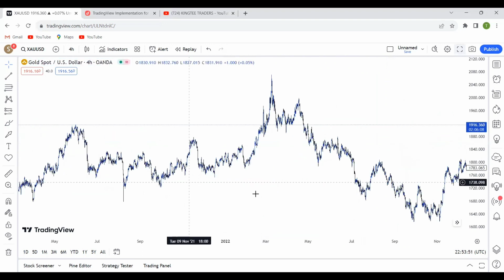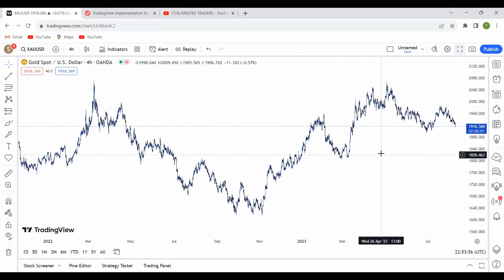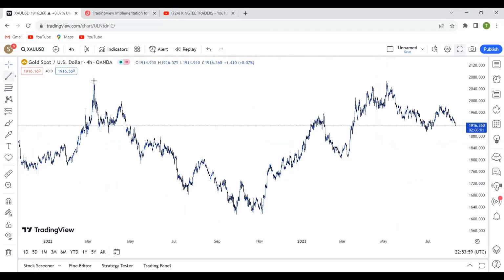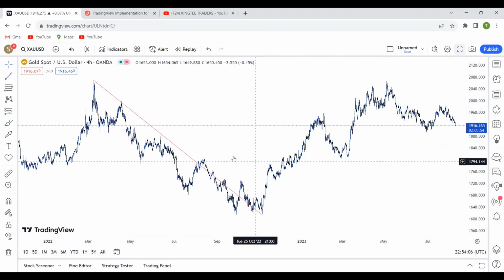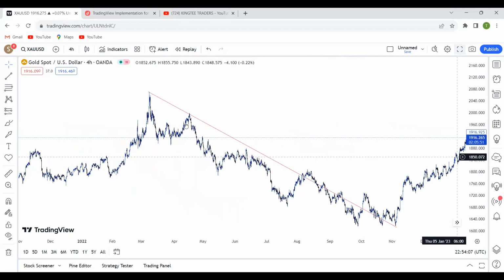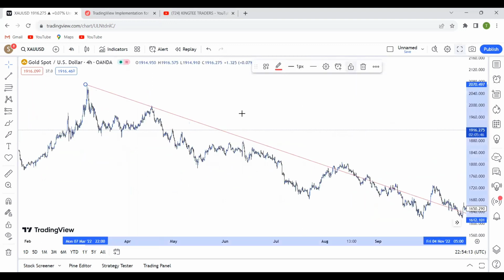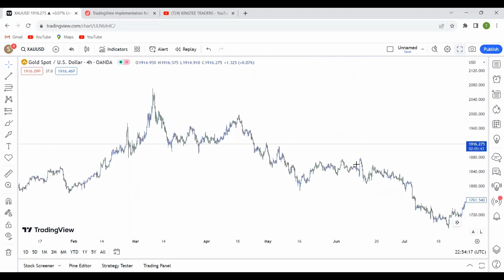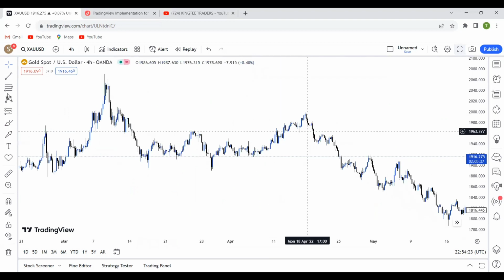In this case, I want us to focus on this trend. You see, from this high down to this low, gold was moving in a downtrend. And obviously, the second thing that we can do is to identify our highs and lows. Since we are moving in a downtrend, it means that gold is going to form lower highs and lower lows.